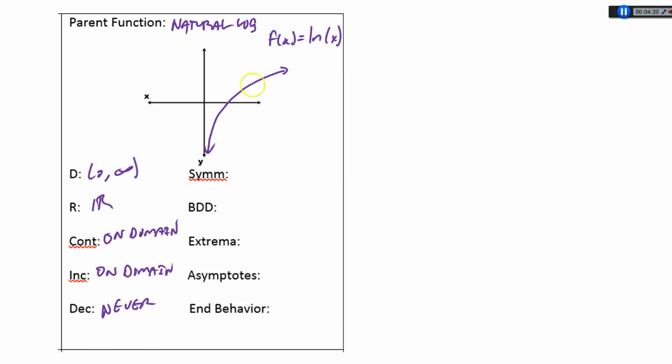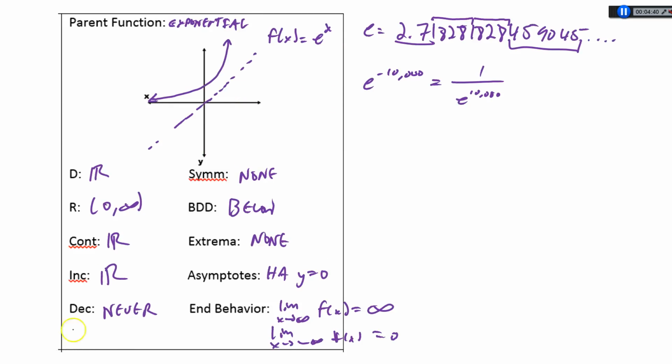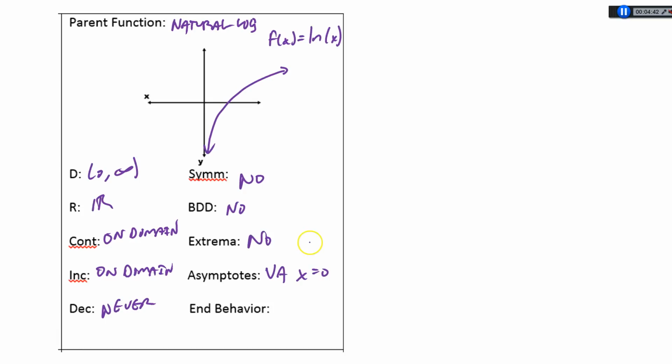Symmetry. We don't have even symmetry because there's nothing on this side, and we don't have odd symmetry because it won't rotate and give us anything. So no symmetry. We are not bounded. This is interesting. It looks like it gets really flat and approaches a horizontal asymptote. It actually never does. No extrema. Asymptotes, we have a vertical asymptote at x equals 0. Notice once again that switched. Y equals 0 was our asymptote there. X equals 0 is now.